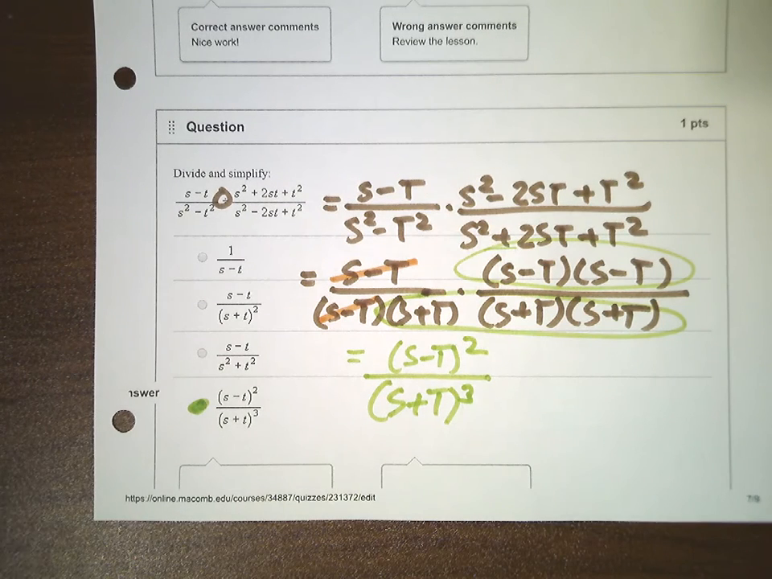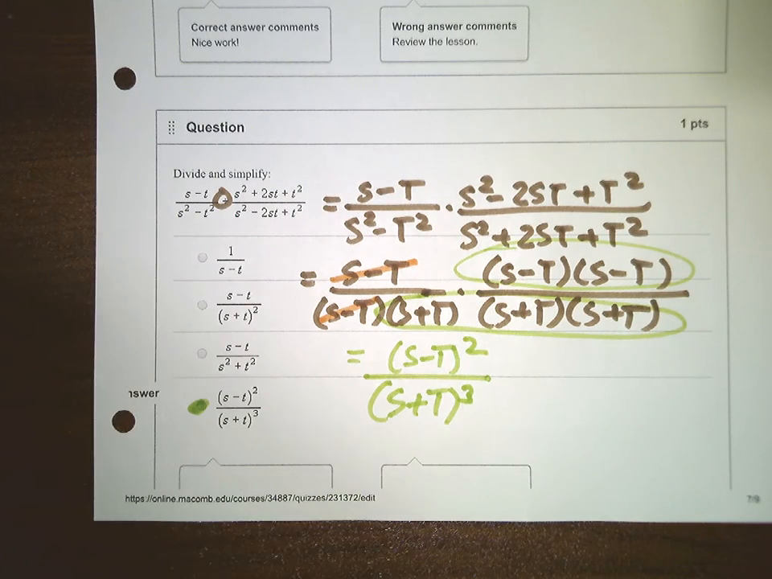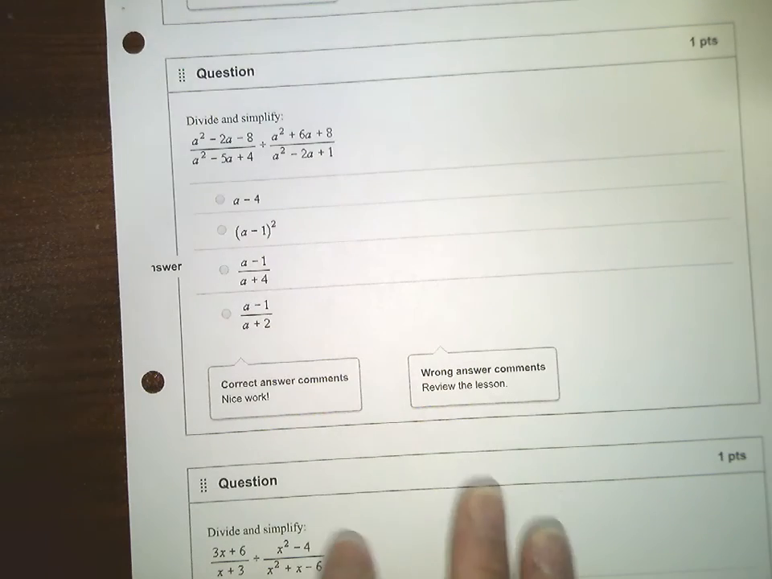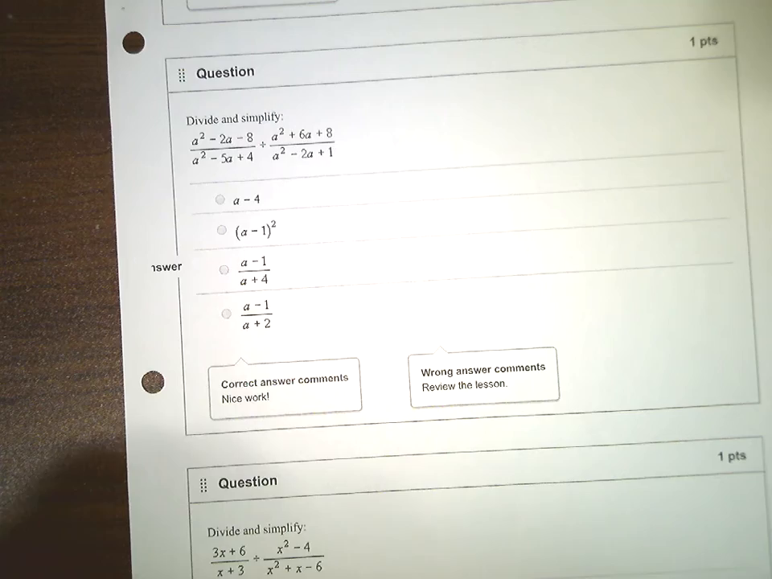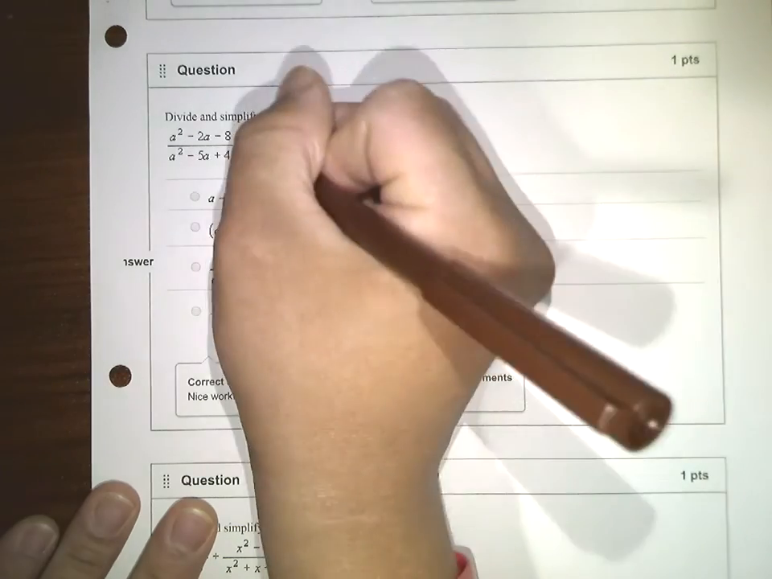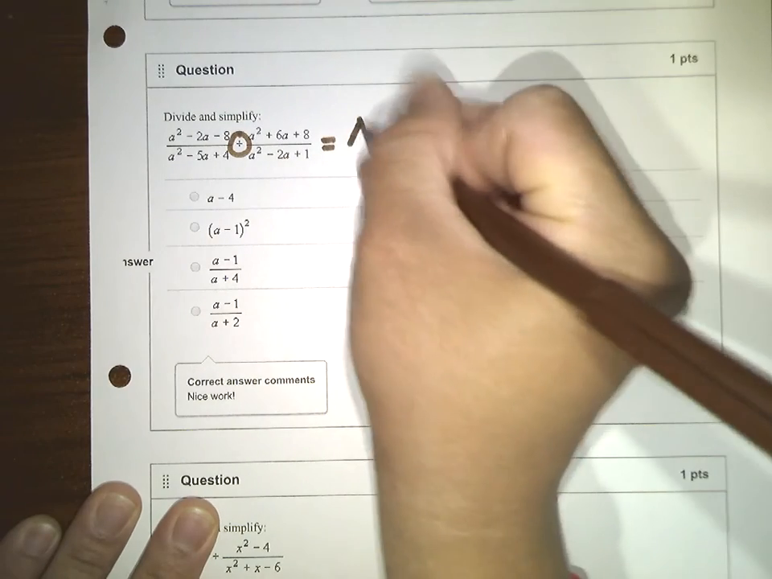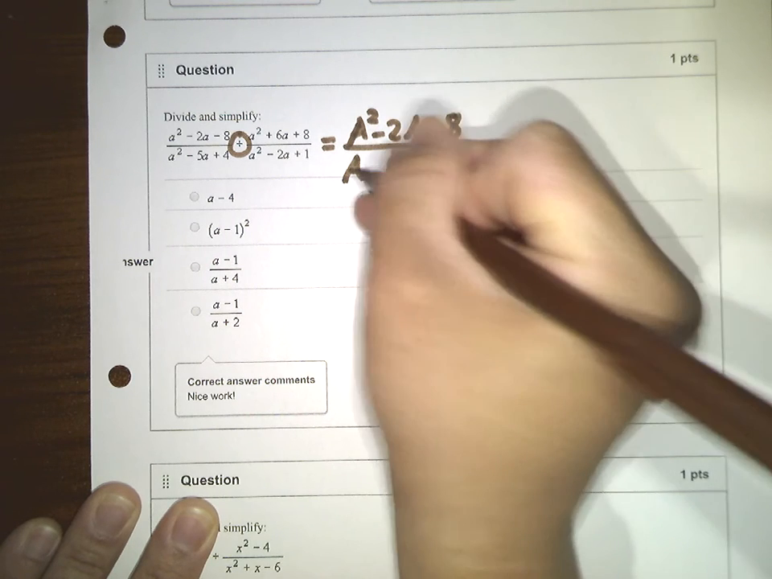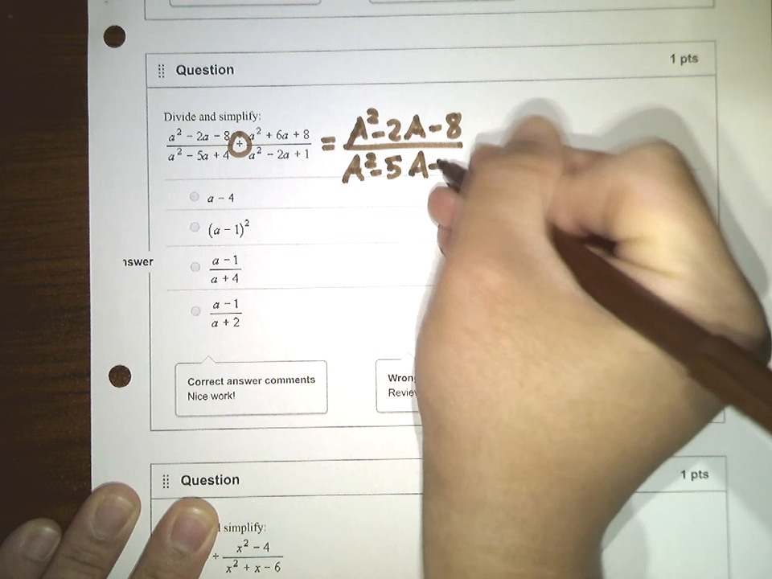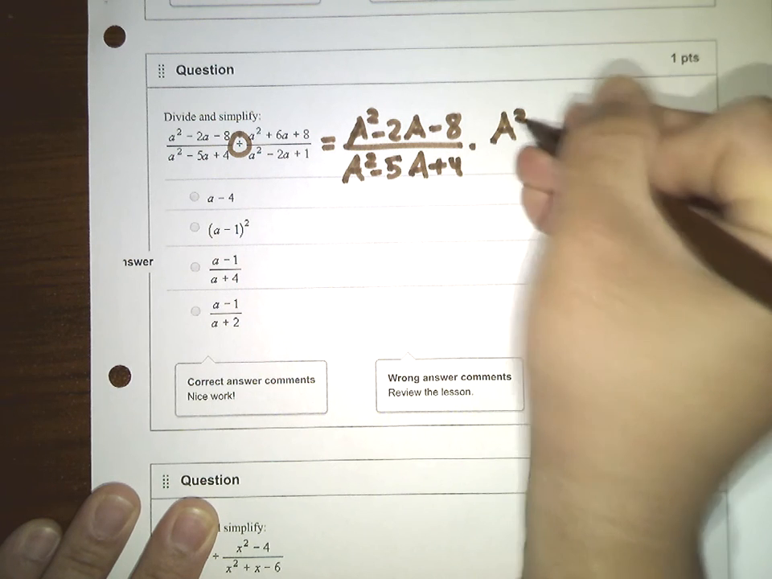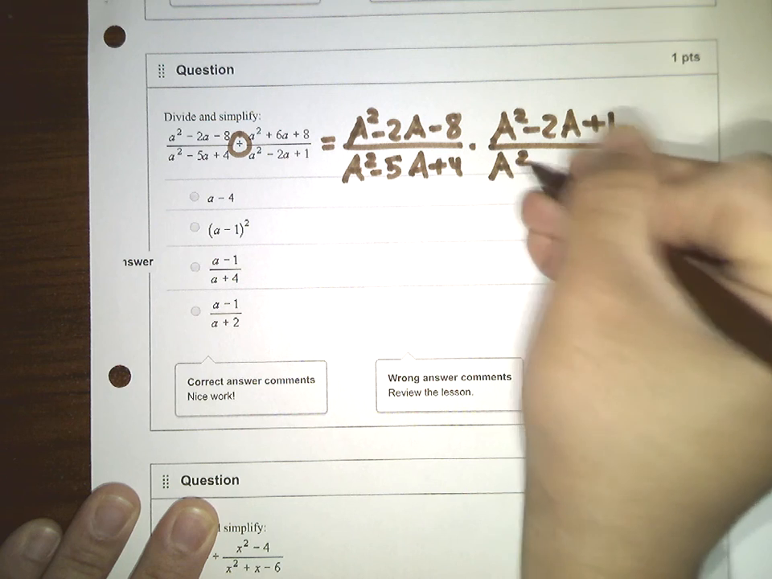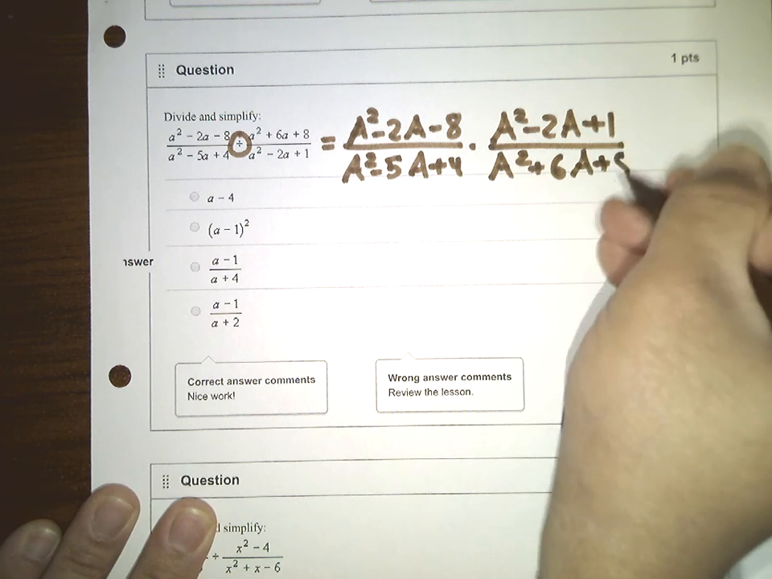All right, so just a couple more examples here. So let's try another one here. This is another division problem, so we need to multiply by the reciprocal. So I have a squared minus 2a minus 8 over a squared minus 5a plus 4 times a squared minus 2a plus 1 all over a squared plus 6a plus 8.